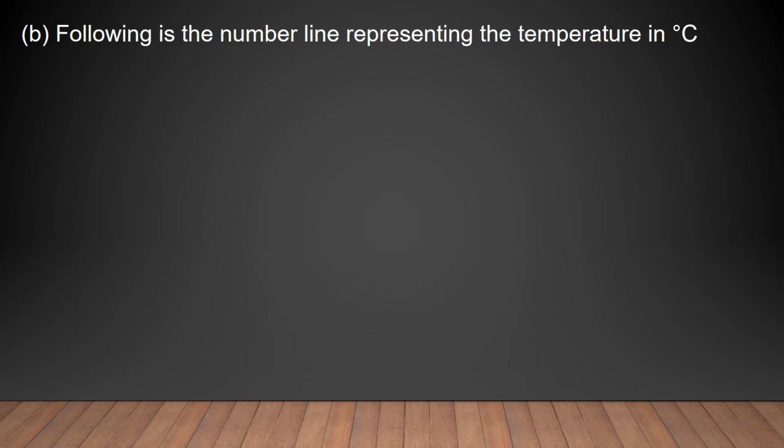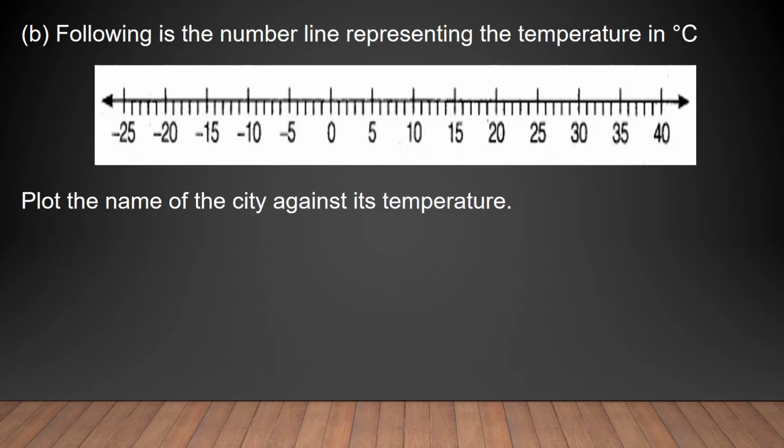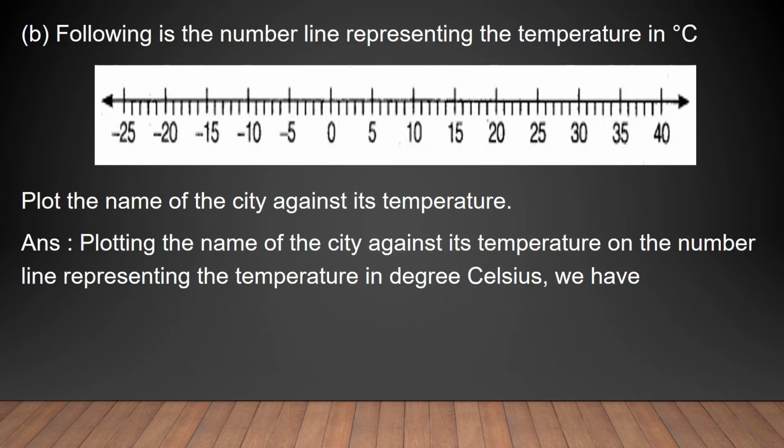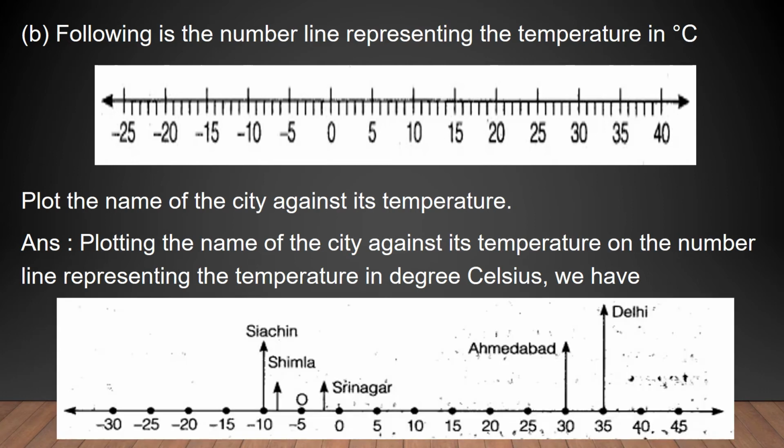Next part is following is the number line representing the temperature in degrees Celsius. Plot the name of the city against its temperature. Plotting the name of the city against its temperature on the number line representing the temperature in degrees Celsius, we have all the cities whose temperature is a positive integer shown on the right side of 0 and all the cities whose temperature is a negative integer shown on the left side of 0.